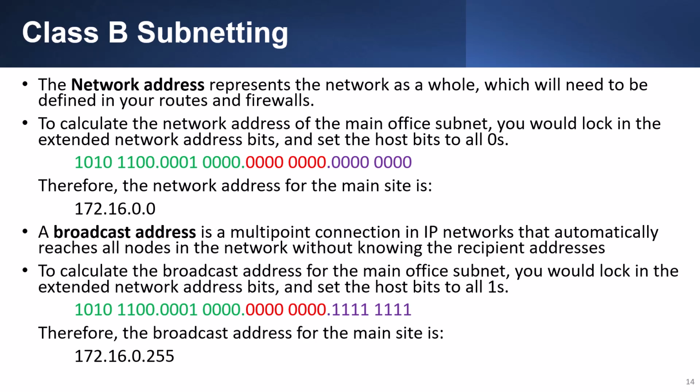A broadcast address is a multi-point connection to IP networks that automatically reaches all nodes in the network without knowing the recipient addresses. To calculate the broadcast address for the main office subnet, you would lock in the extended network address bits and set the host bits, purple, to all ones. Therefore, the broadcast address for the main site is 172.16.0.255.